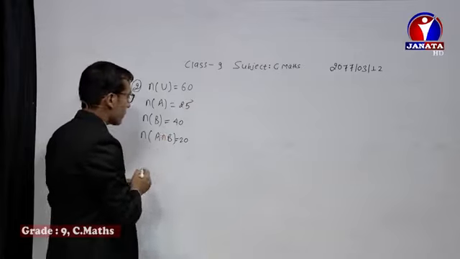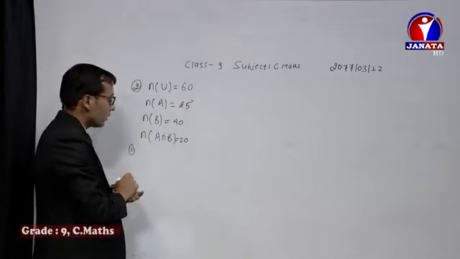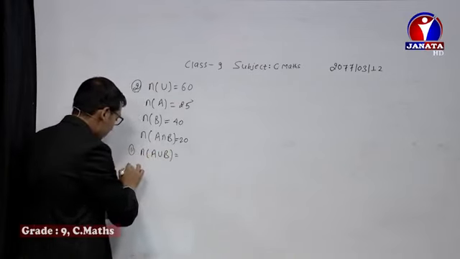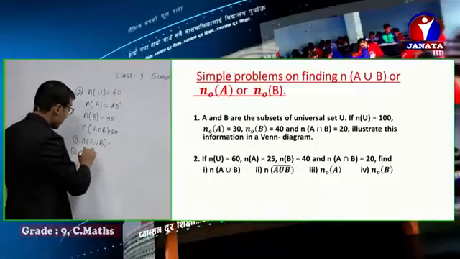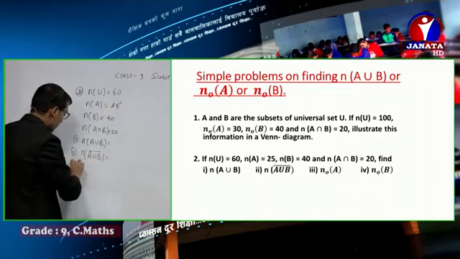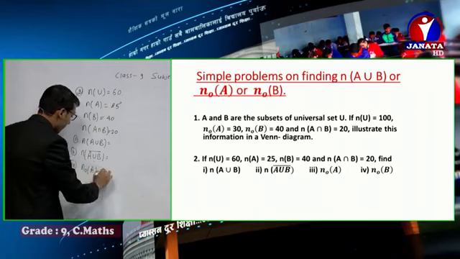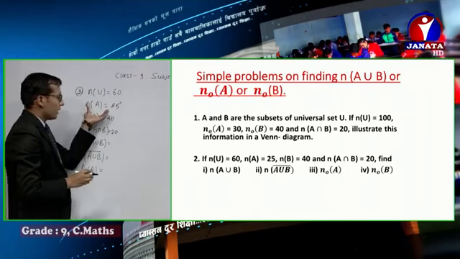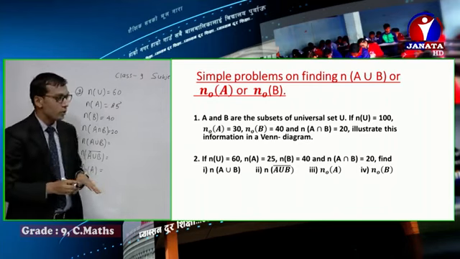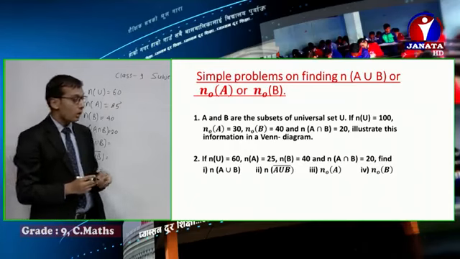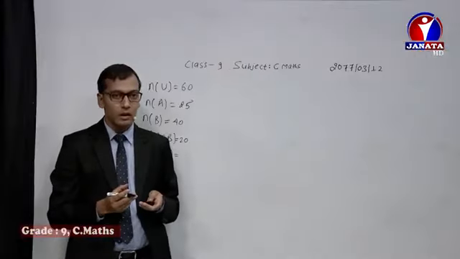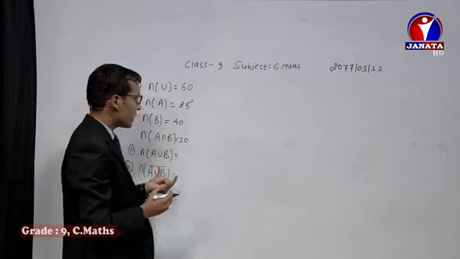And here are different sub questions. Let me write the first question. First, what is n of A union B? Second question, what is n of A union B complement? Third, what is n only A? And so on. So if we insert all this information in a diagram, we can find out whatever the question asks. So let's insert this information in a diagram.